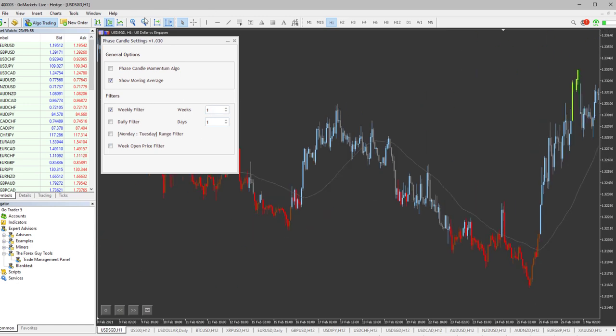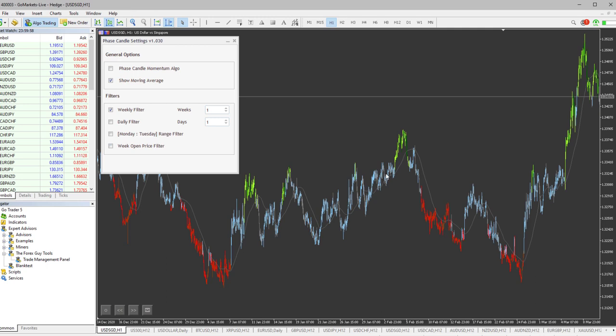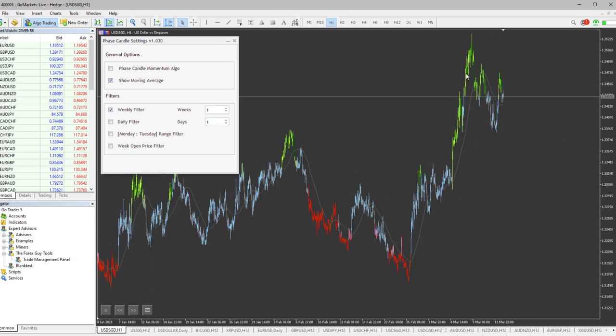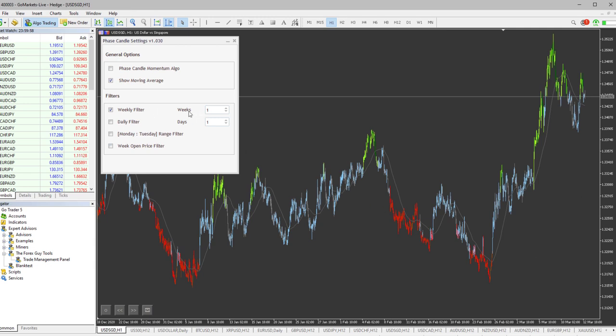So, you know, if we zoom out a bit, all these bullish painted candles are above the previous week high, and all the bearish ones are below the previous week low. And we can turn that up. You can see it's all changing there. You can really jack it up if you want. And same with the daily.